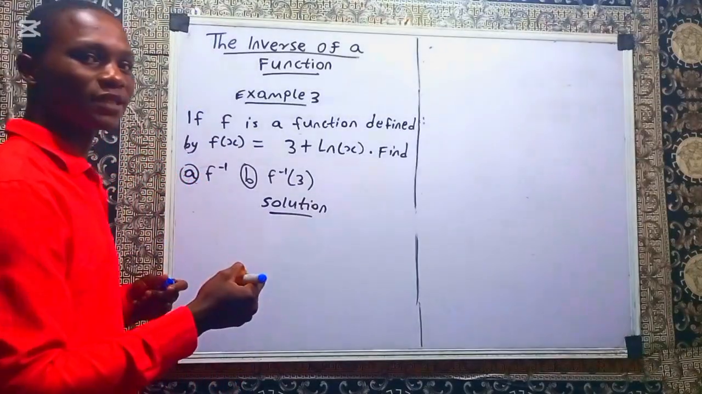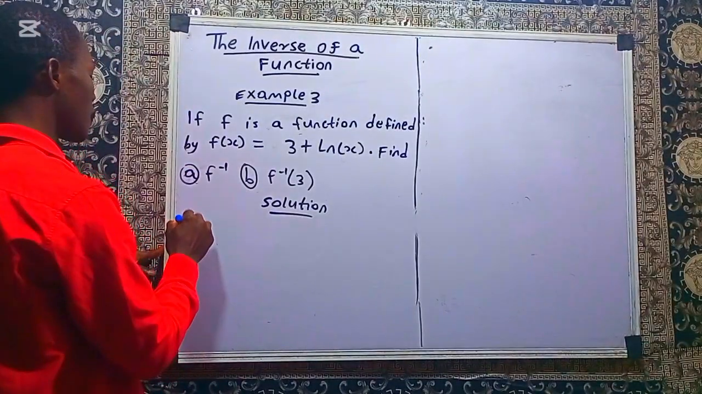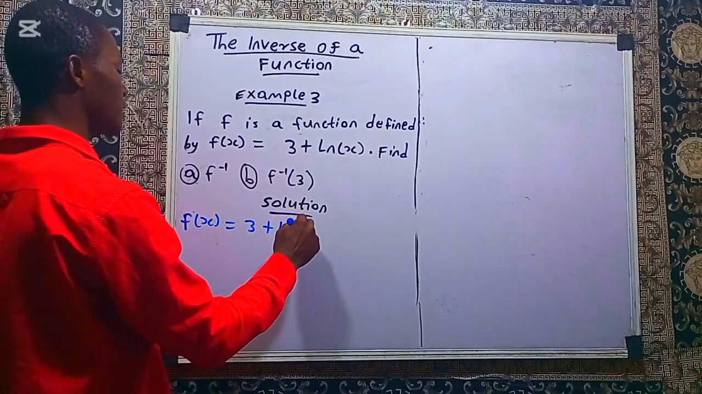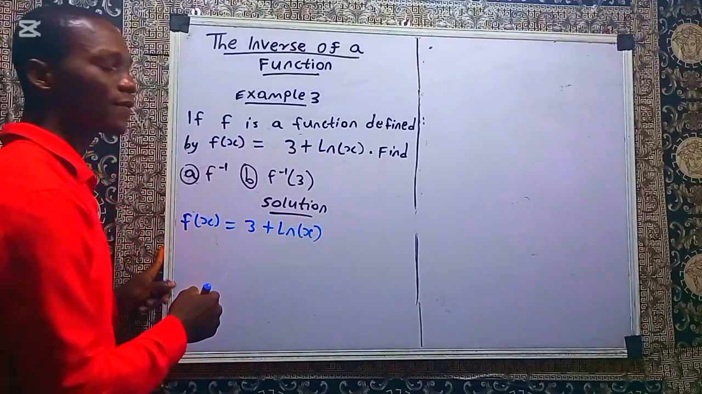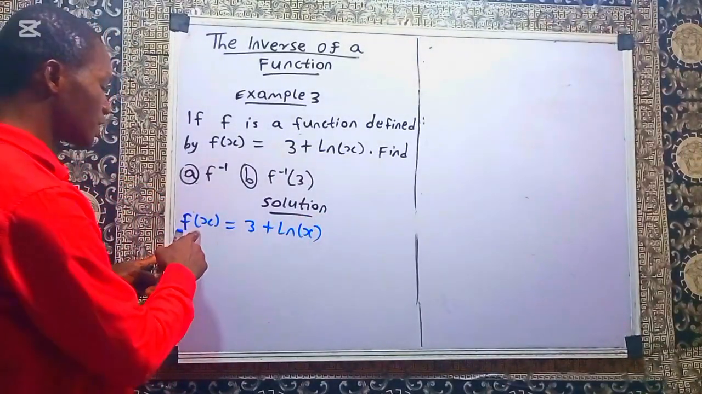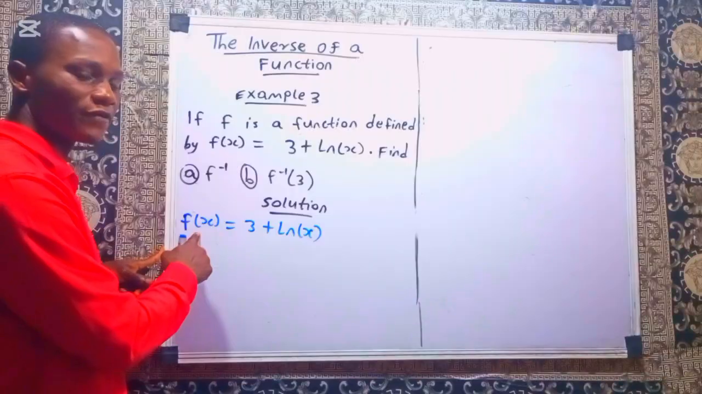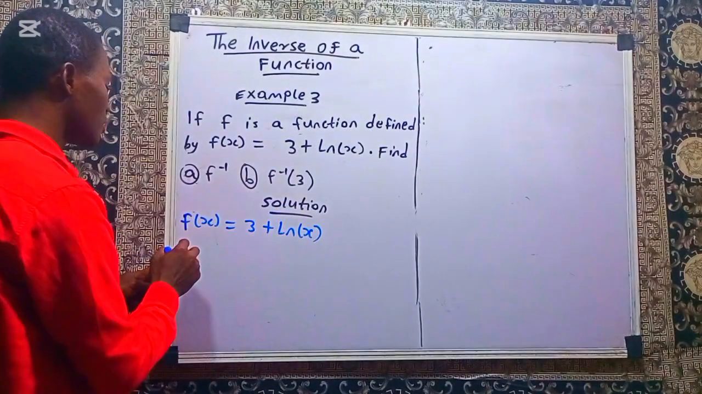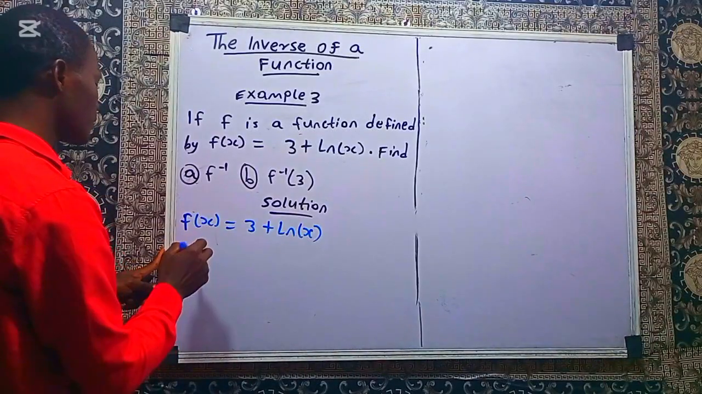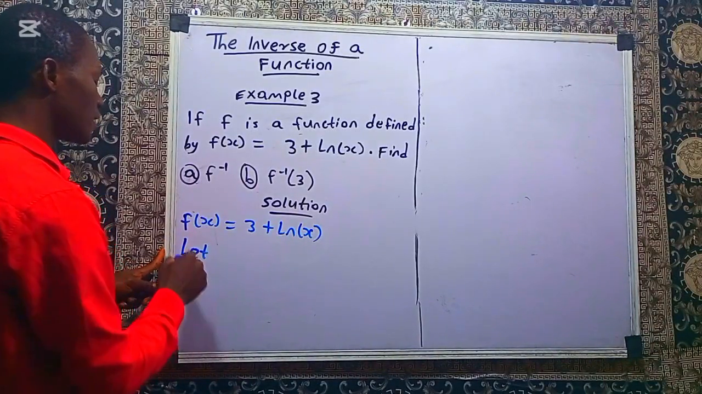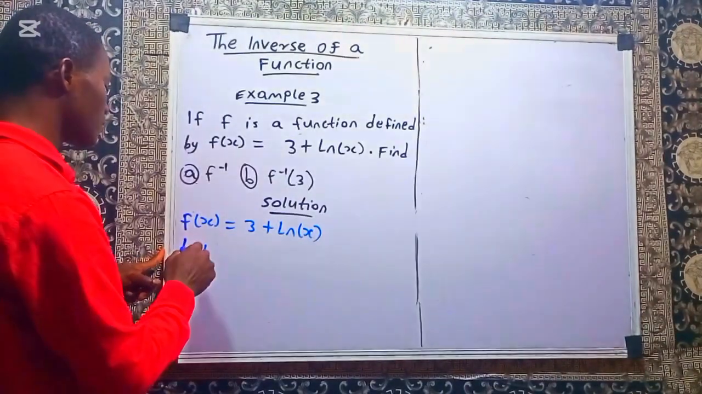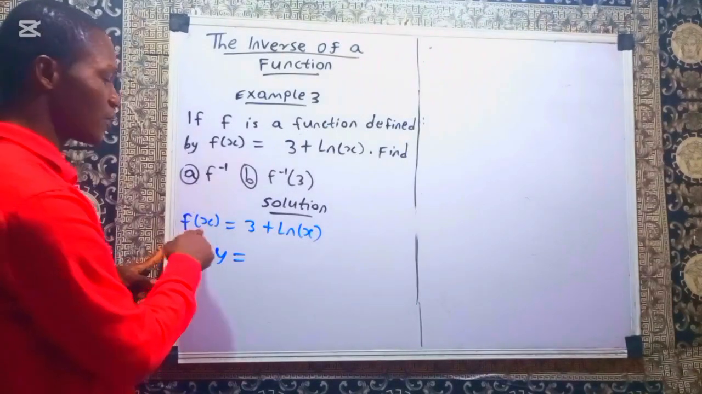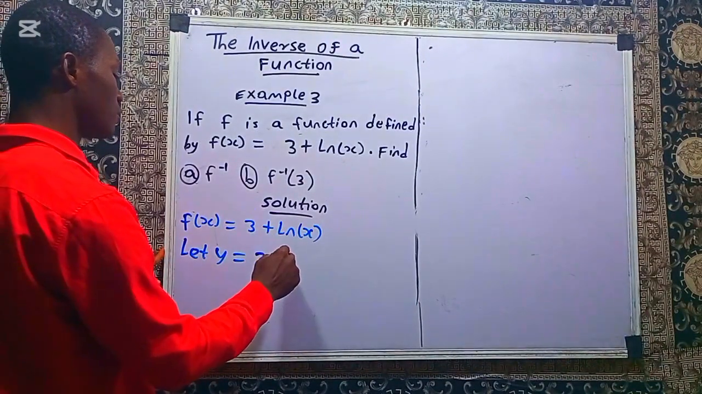So the first step is to write down the function you have. We have that f of x is equal to 3 plus the ln of x, right? So the second step is to call this function a particular variable. Don't call it x again, you call it another variable. Because x is already used here, you can say w, you can say v, you can say y. I prefer I use y here. Let y be equal to 3 plus ln of x.